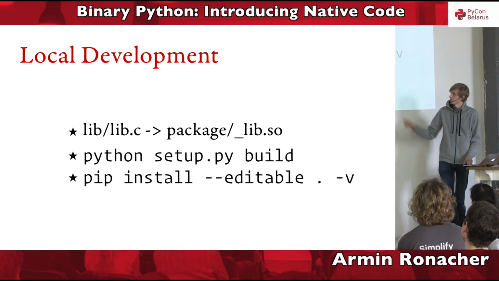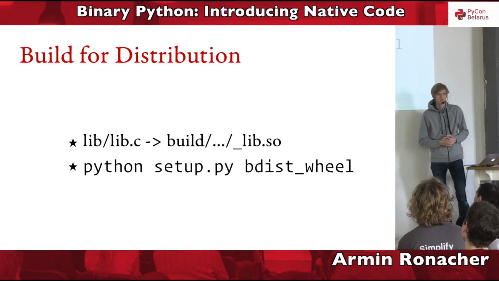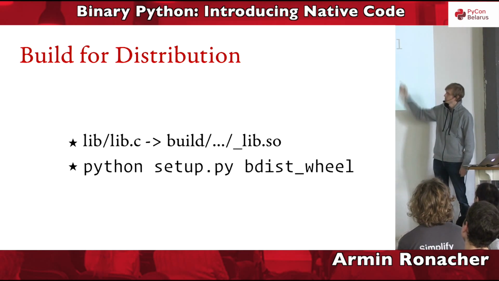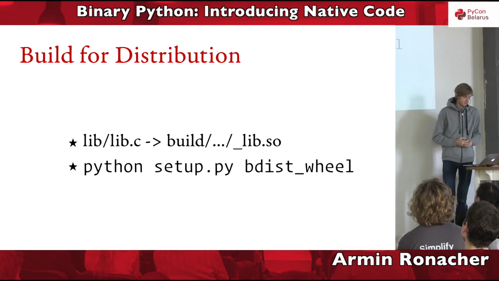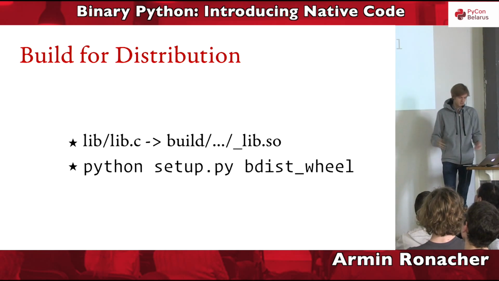So this is for local development: it builds directly into the package folder. For binary distributions, it builds elsewhere. The only binary distribution we care about is bdist_wheel, which makes Python wheels, and this is the only one I'm going to talk about. So we're not talking about Python Windows installers or RPMs or Debian packages or anything of that sort.